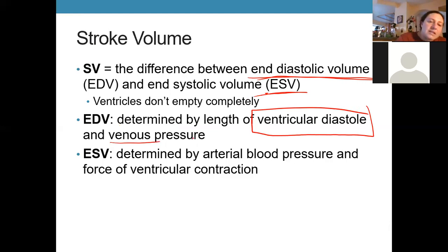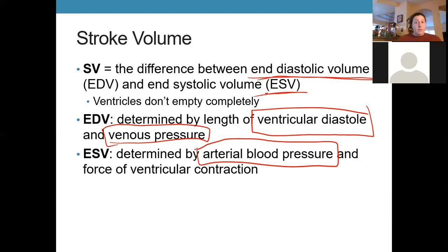The other thing that determines it is venous pressure. So we haven't talked about veins yet, but I did tell you that they are returning blood to the heart, and blood in blood vessels as well as in the heart always flows down its pressure gradient. So venous pressure is also going to determine how much blood is able to flow back into the ventricles from the veins. Now the end systolic volume is determined by the arterial blood pressure, because this is what the ventricle has to overcome to open those semilunar valves and get the blood out. And then the force of ventricular contraction, because that is the ventricle overcoming that pressure.